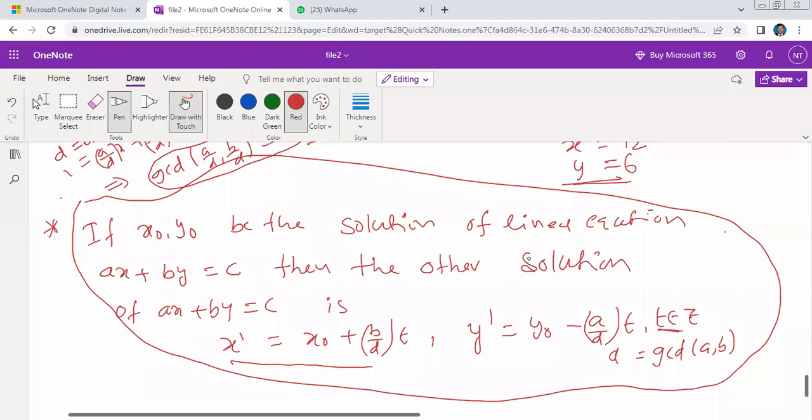If x naught, y naught be the solutions of a linear equation ax plus by is equal to c, then the other solutions of this linear equation are x dash is equal to x naught plus b by d into t, y dash is equal to y naught minus a by d into t, where t belongs to z. Suppose, let's do a problem.